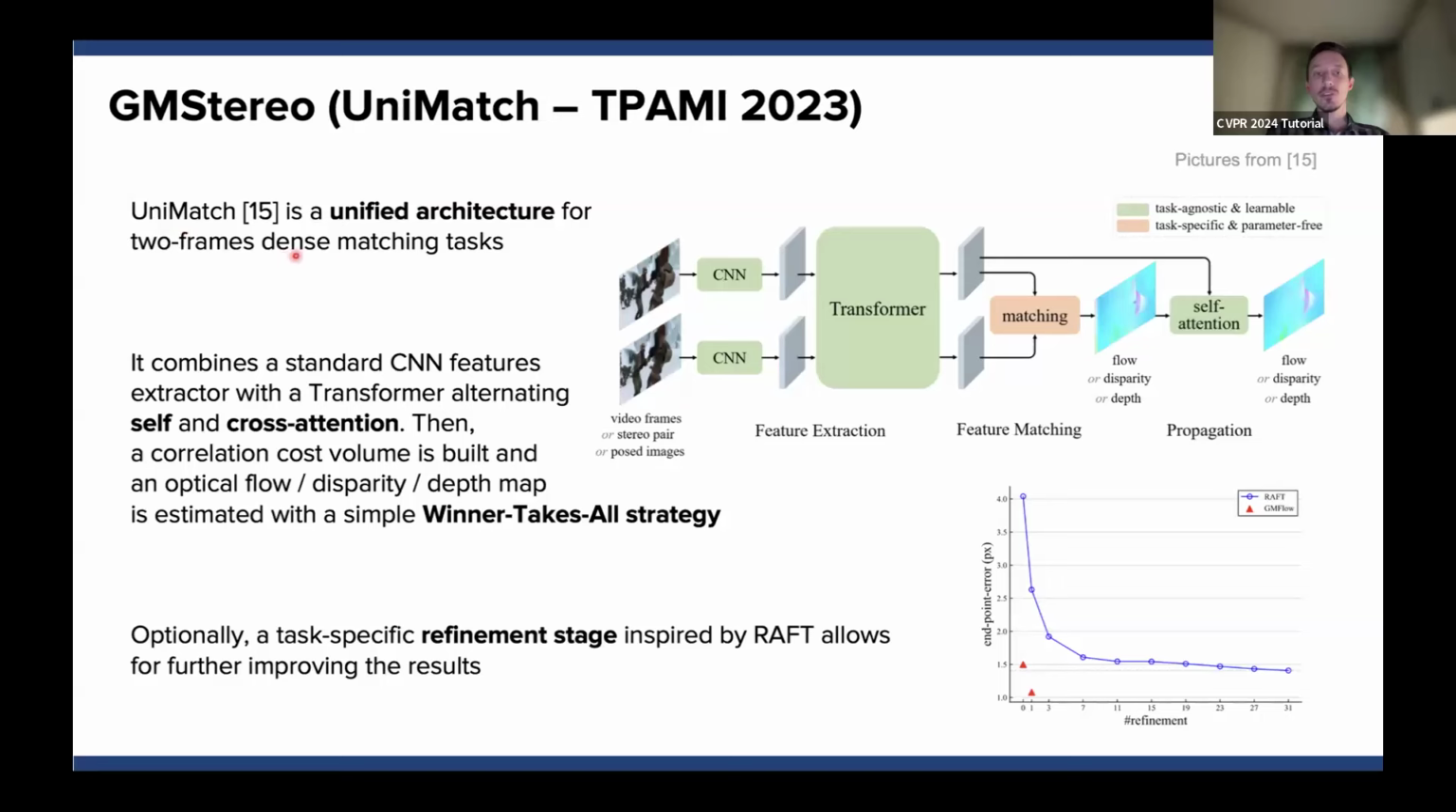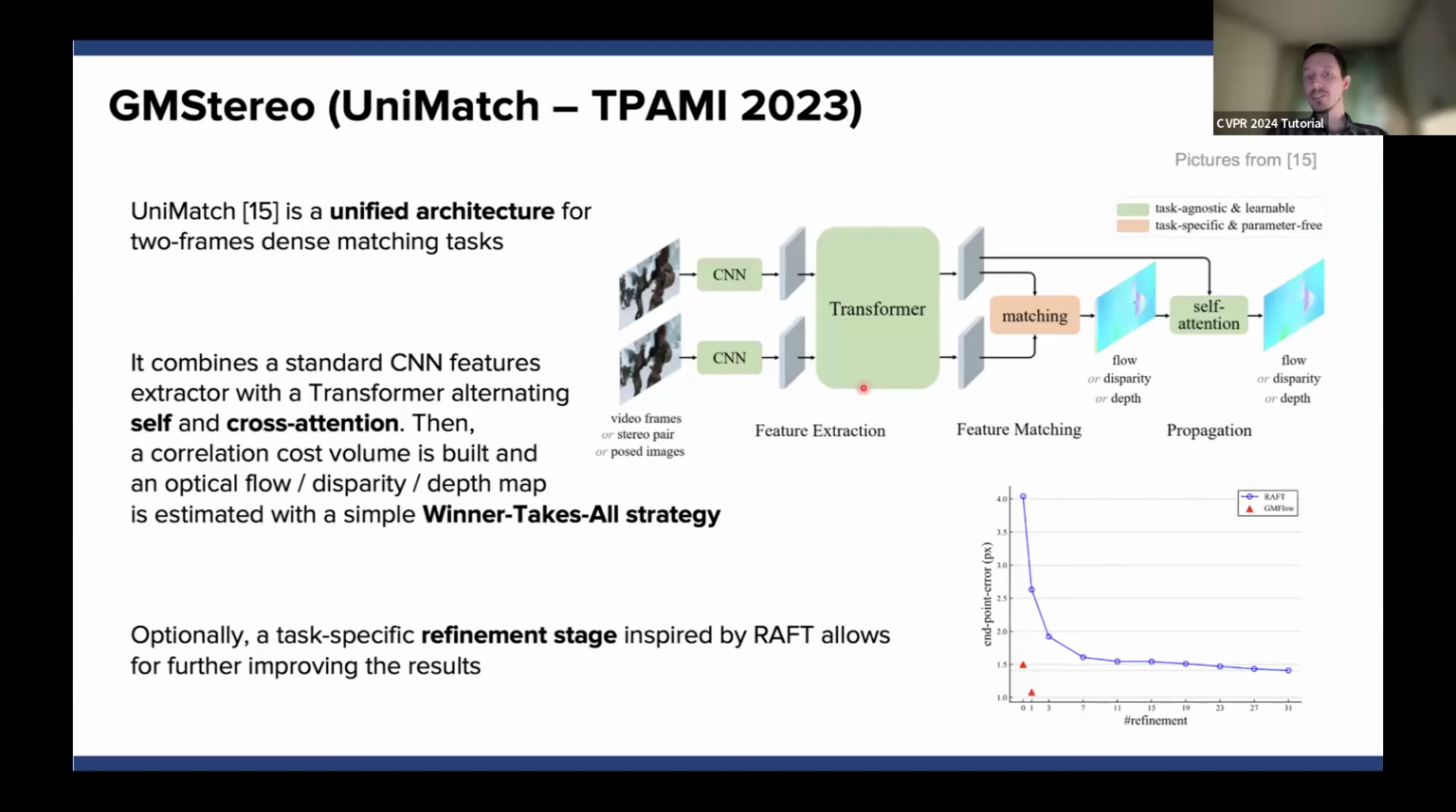We will refer to this as Unimatch, because Unimatch has been proposed as a unified architecture for carrying out two-frame dense matching tasks. This means Unimatch is capable of predicting optical flow from two arbitrary images, or a disparity map out of rectified stereo images, or even the depth map out of two posed images. And the winning choice behind Unimatch is the use, again, of some CNN-based feature extractors.